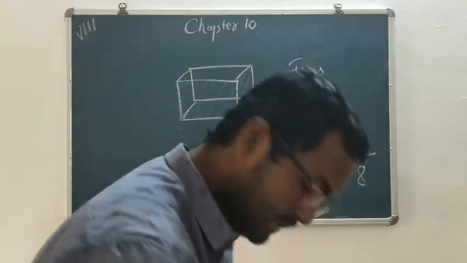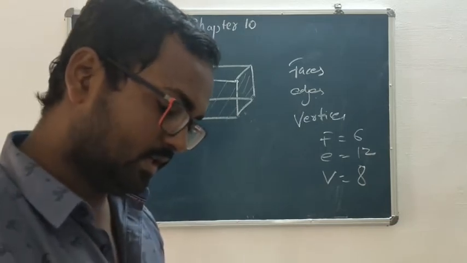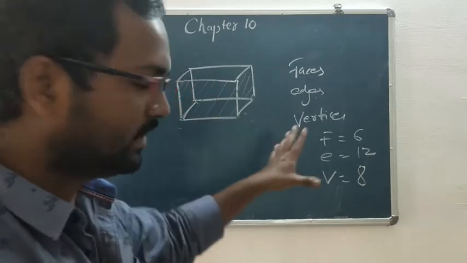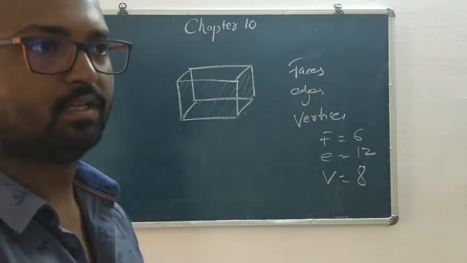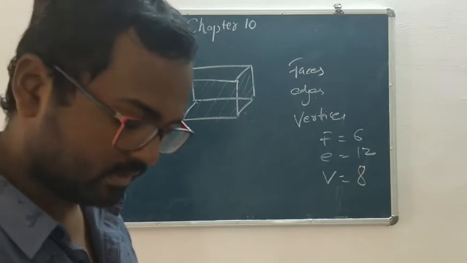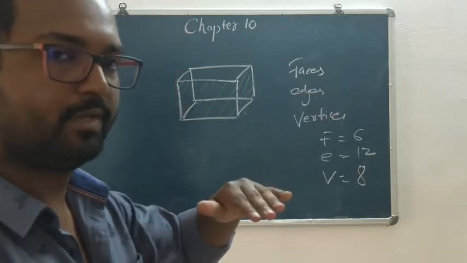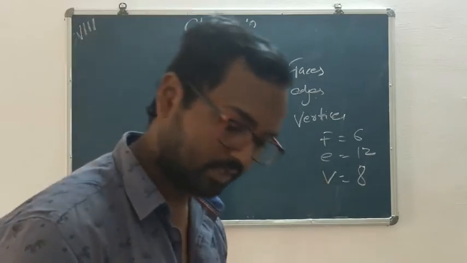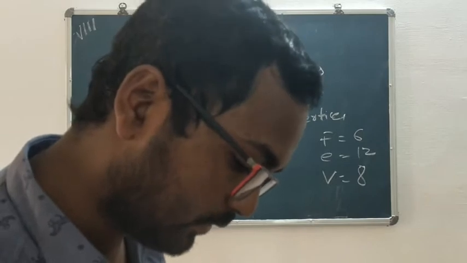Similarly, not all the figures will have faces, edges and vertices. It's not very common. If you go by the cylinder, there will be slight changes because the bottom and top will be circles. So now let us understand what is a polyhedron. It's very, very important. Polyhedron.